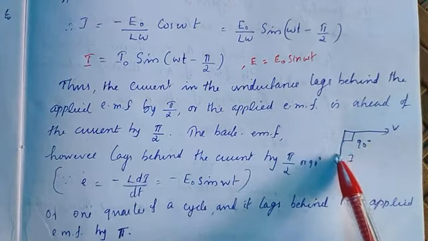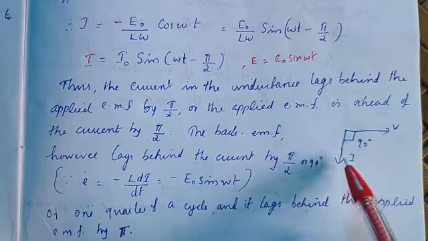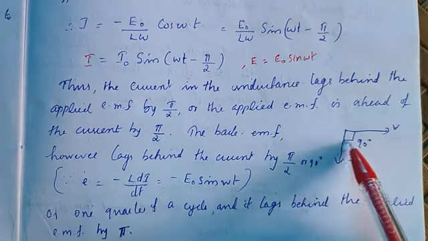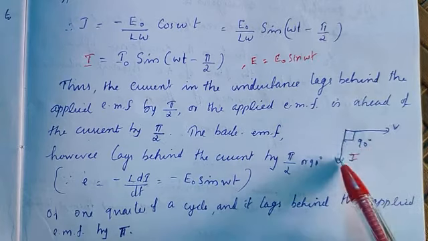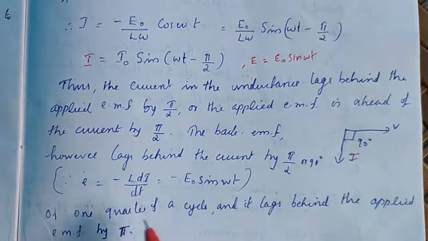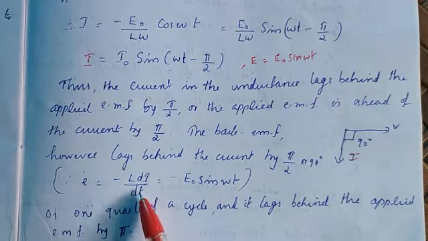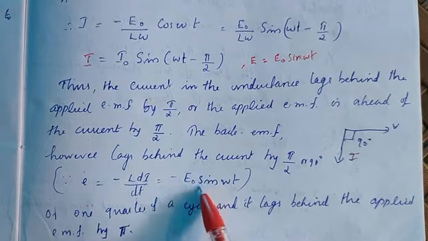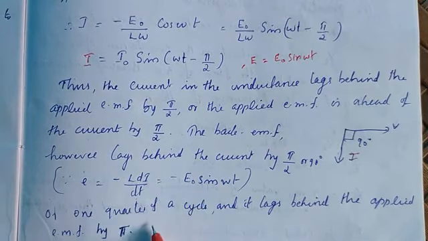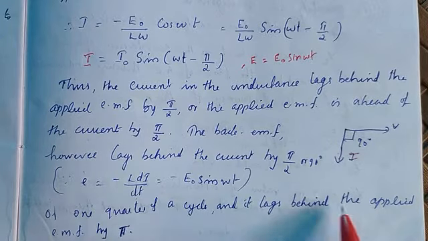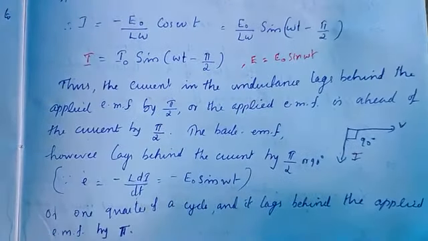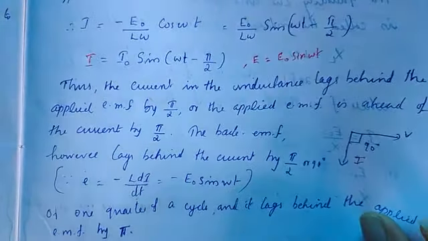So we can represent this as in the figure. This is voltage and this is current. So this will have a phase difference of 90 degrees. This voltage is leading the current. Back EMF can be represented as minus L into di by dt, that is minus E0 sin omega t, and it lags behind the applied EMF by pi. So back EMF lags by pi.